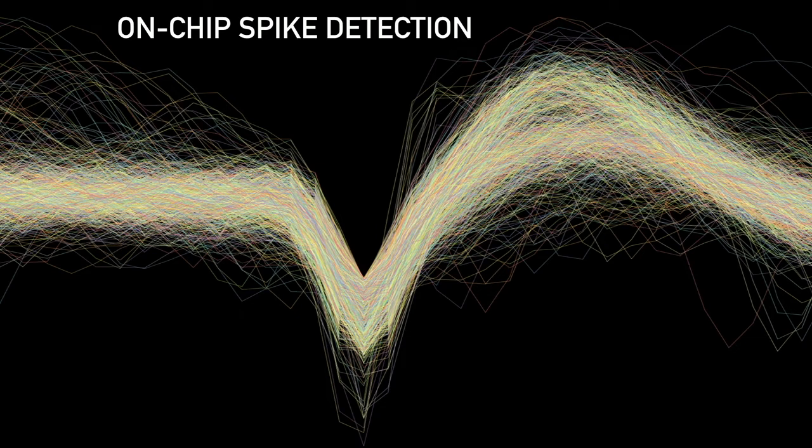Second innovation is on-chip spike detection. Once the signals are amplified, they're converted and digitized to zeros and ones by our on-chip analog to digital converters. As you'll hear in a second, spikes or action potentials shown in this slide are often critical for certain BMI tasks.